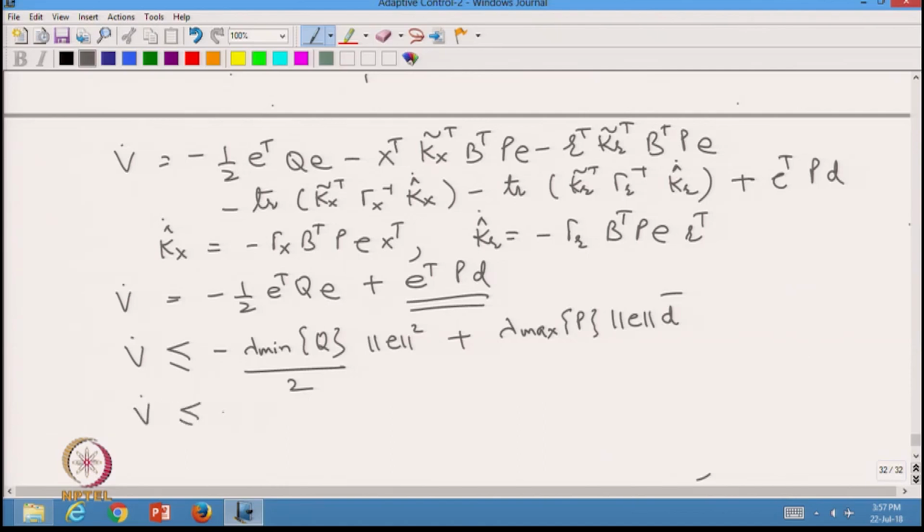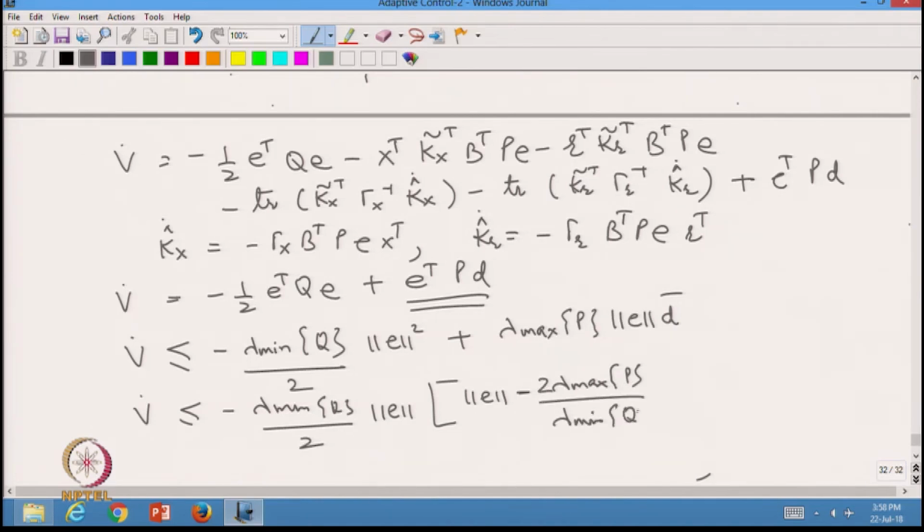So, V dot, what we can say is that we take the lambda max... okay. So, this is what we get. Okay.